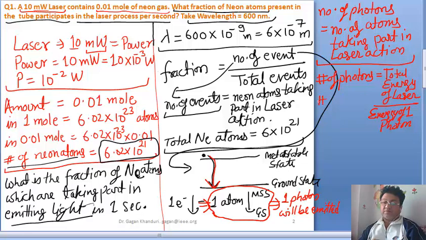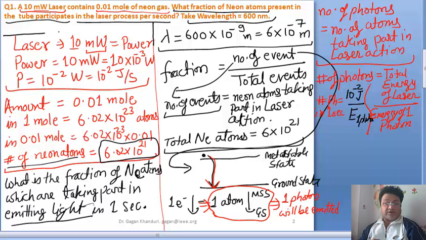So I am going to find the number of photons, and that would give me the number of neon atoms. So the number of photons can be given by the total energy. The total power is 10 to the power minus 2 joules per second, right? So in 1 second, the total energy coming out is 10 raised to power minus 2 joules. And what is the energy of one photon? Okay, we will find it out here.